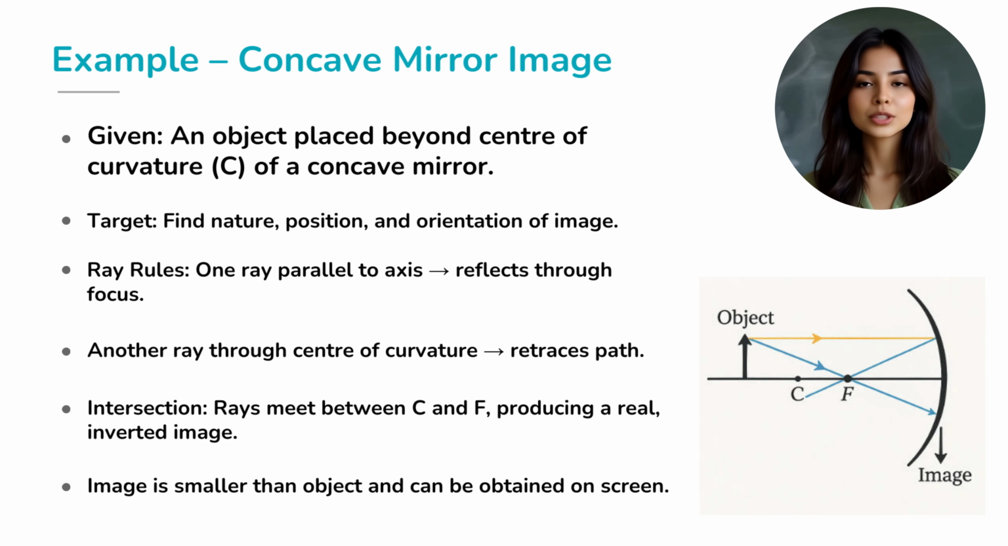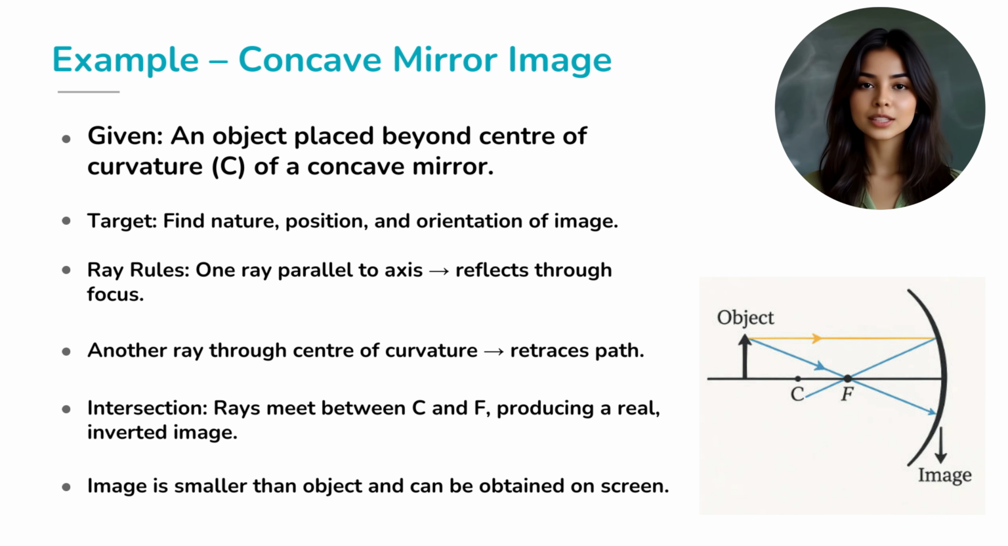Let's cement this with an example. Suppose we place an object beyond the center of curvature of a concave mirror. Step 1. Draw a ray parallel to the principal axis. After reflection, it passes through the focus. Step 2. Draw a ray through the center of curvature. It retraces its path. Step 3. Observe where these rays meet. They intersect between the center C and focus F.